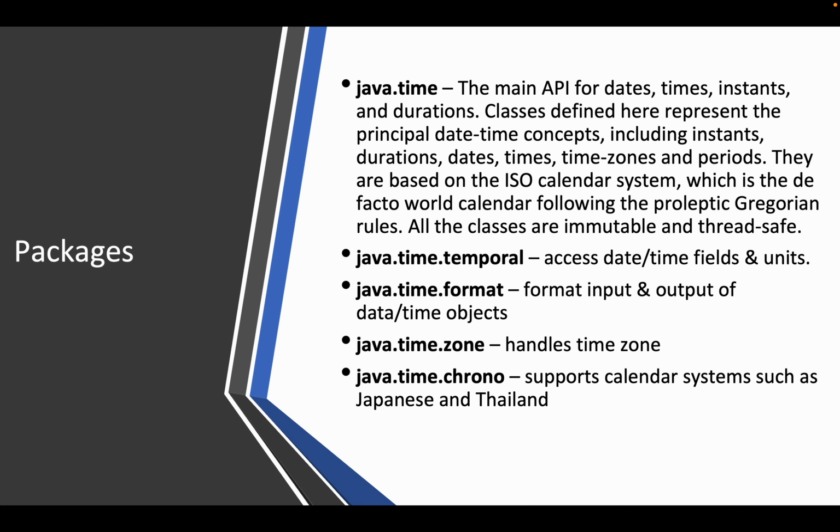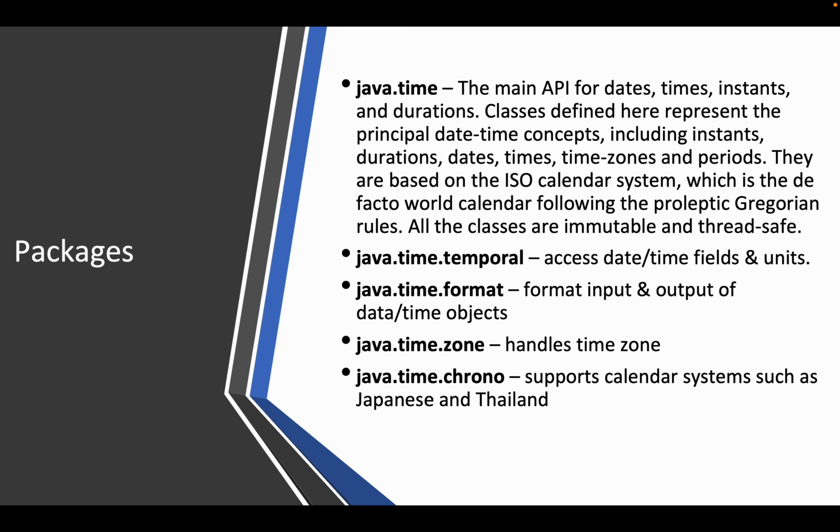Then what are the packages? We have java.time, java.time.temporal, java.time.format, java.time.zone, java.time.chrono. The java.time is the main API for dates, time, instant, and duration. As you can see, all the others actually branch from it. And mostly the classes defined in it represent the principal time concepts: instant, durations, date time, time zones, and periods. And they are based on the ISO calendar system, which is the de facto world calendar following the proleptic Gregorian rules. And all the classes are immutable and thread safe.